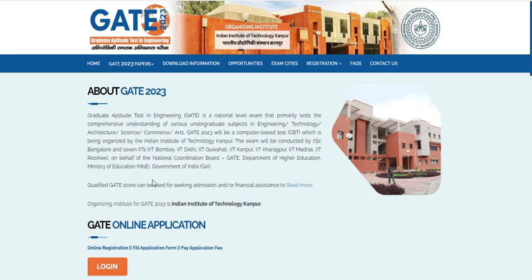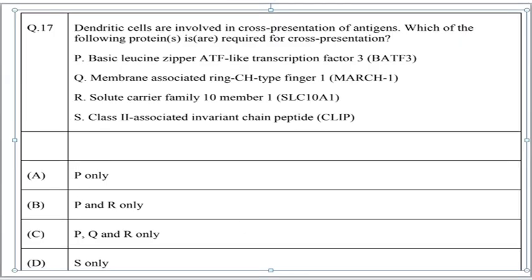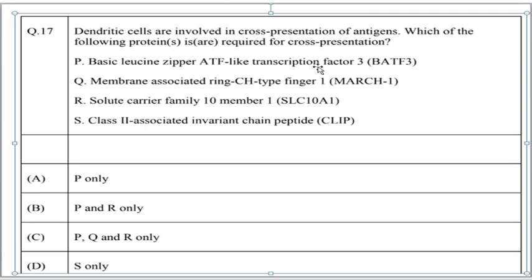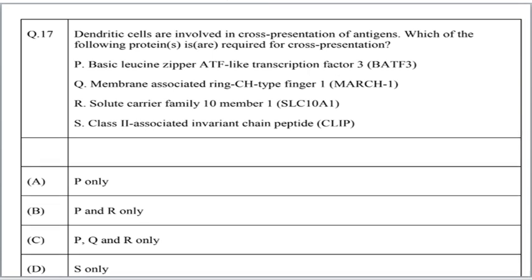Okay. So first question. This is question number 17. Dendritic cells are involved in cross-presentation of antigen. Which of the following proteins are required for cross-presentation? This is an MCQ type of question. In the answer key, they mention option A is correct, which means only basic leucine zipper ATF-like transcription factor 3 is required for cross-presentation. So for this question, you should not challenge; only answer A is correct.